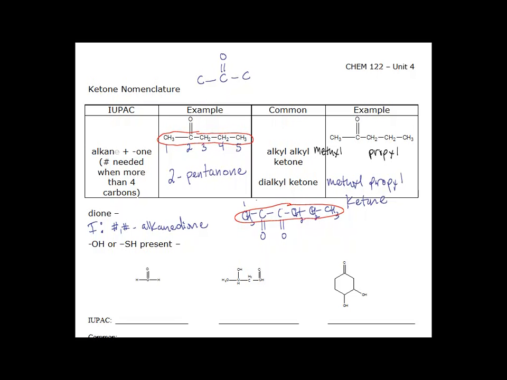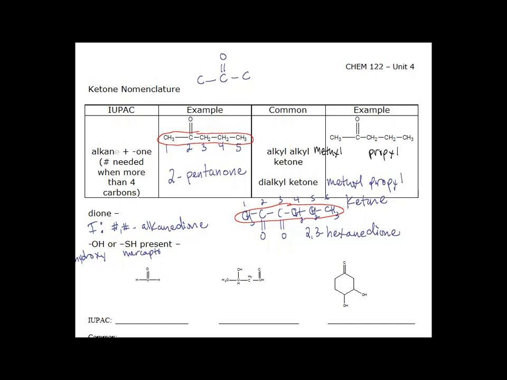Number it this way. This name would be 2,3-hexanedione. And again, like I mentioned earlier, anytime you have a carbonyl containing functional group, which a ketone is, you call OH hydroxy and SH mercapto.